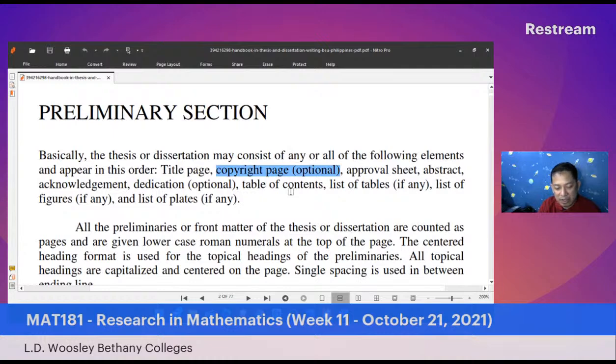Then you have the approval sheet from the thesis committee. Though in our school at Bethany this may not be tedious, since our faculty is small, we still follow this title. Approval sheet, okay, abstract.